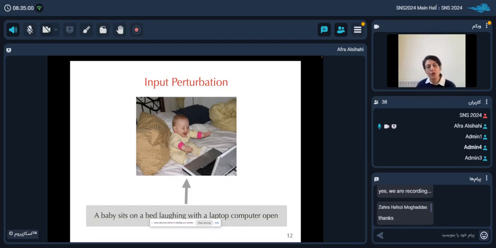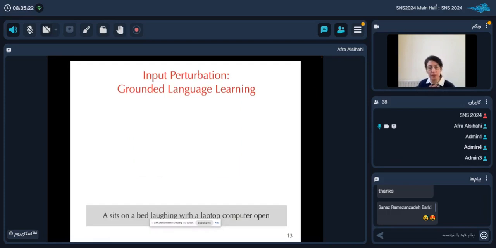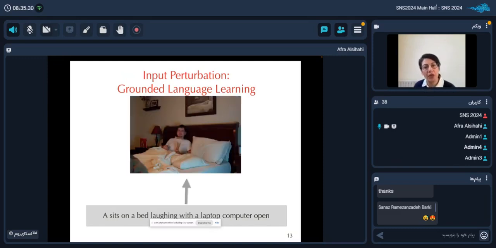Now, if you want to know which of the words in the sentence is the most important for finding the corresponding image, one thing you can do is to remove all of these words one by one and then see whether the answer that the model gives you changes. As an example, if I remove the word baby in this case and come up with a sentence like this, a sits on a bed laughing with a laptop computer open, then you will see that the outcome changes completely. This is the top image now that the model returns, which is not very surprising, but it gives you some idea about which words were the most decisive.